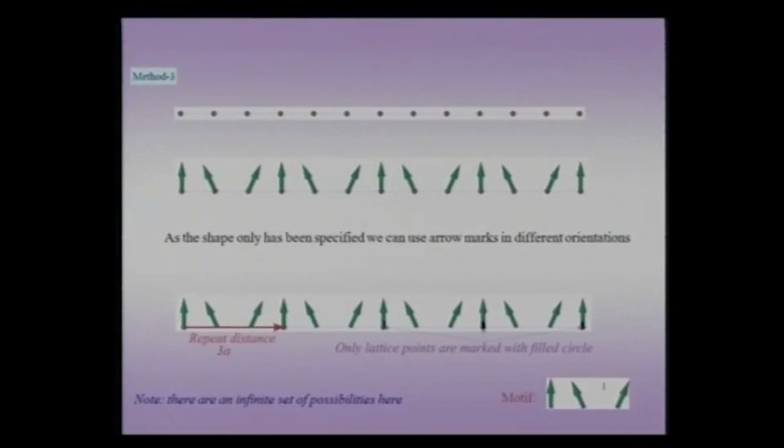So I take this motif and put it at each lattice point, and then I would have a one-dimensional crystal which now has a motif in which the arrows have just been tilted with respect to each other and not altered in terms of color or size. So I can go ahead and make 3 infinity sets, not just 1 infinity set, of crystals in 1 dimension, given the constraint that the shape of the object has to be an arrow mark.